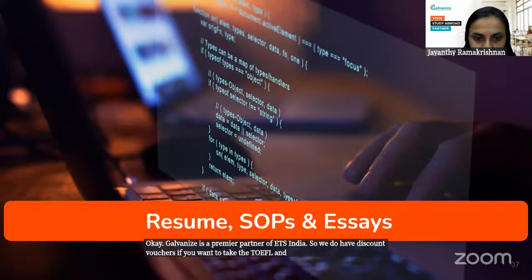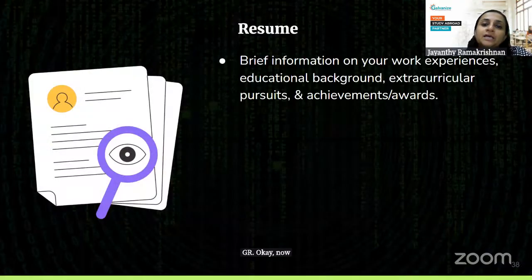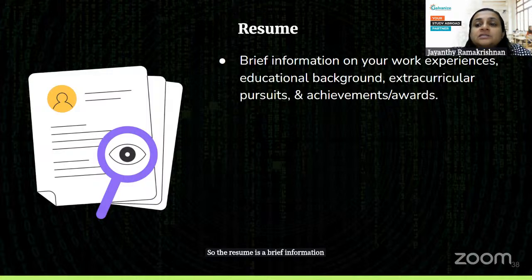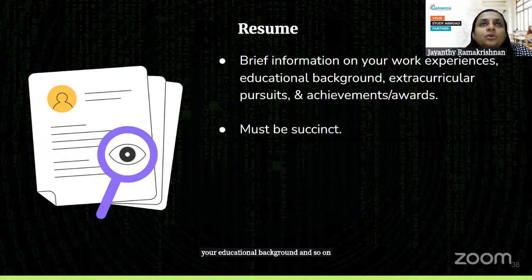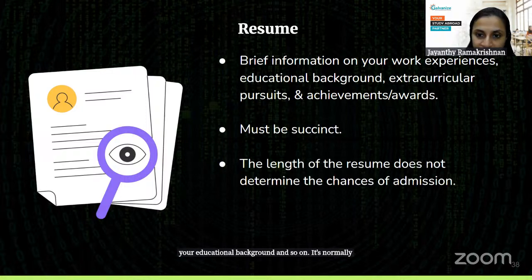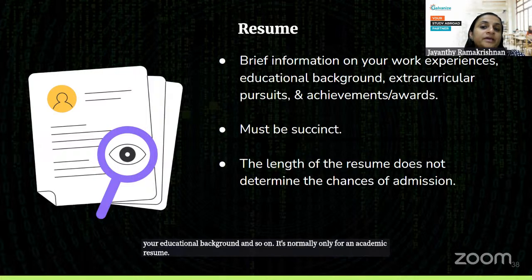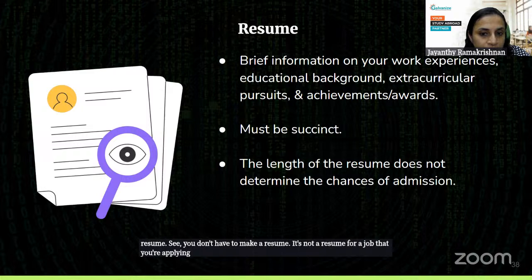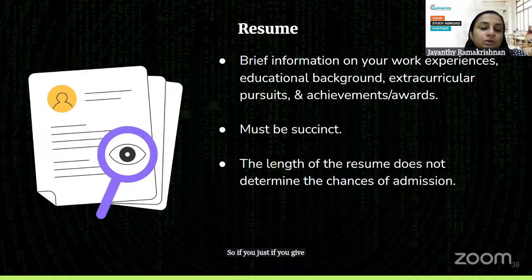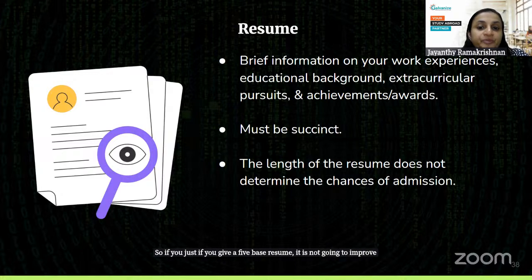Okay, now let's talk about the resume. The resume is brief information on your work experiences, your educational background, and so on. It's normally only for an academic resume. You don't have to make a resume like the one for a job that you're applying to. It's an academic resume. So if you give a 5-page resume, it is not going to improve your chances of admission. You need to keep your resume for a master's program between 1 to 1.5 pages.